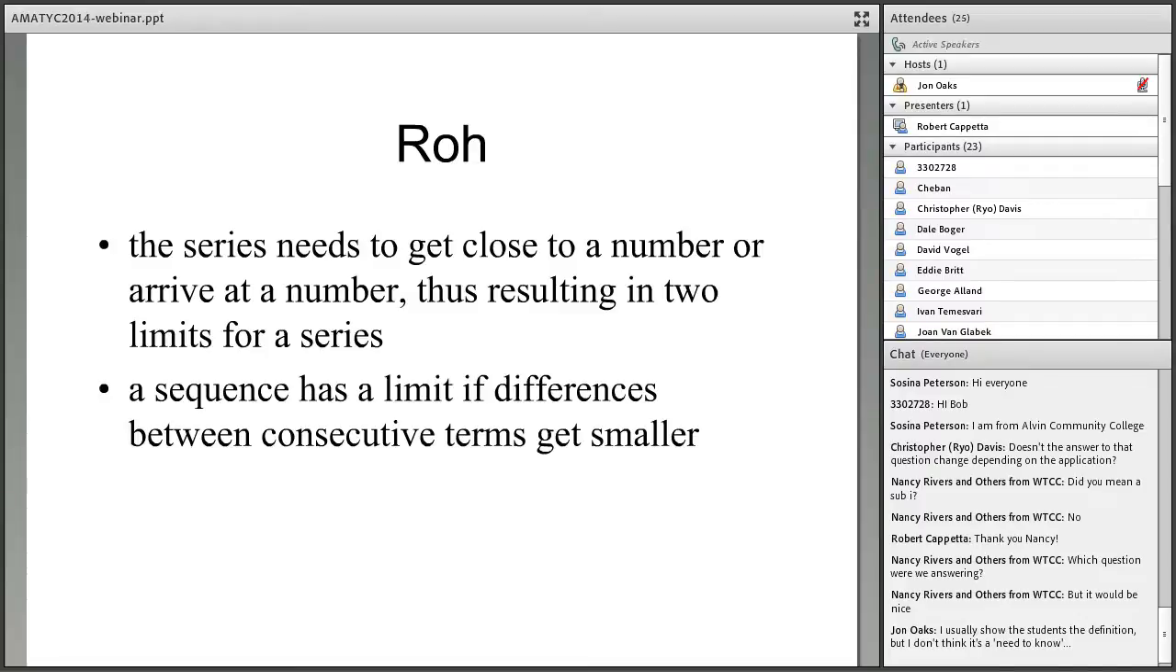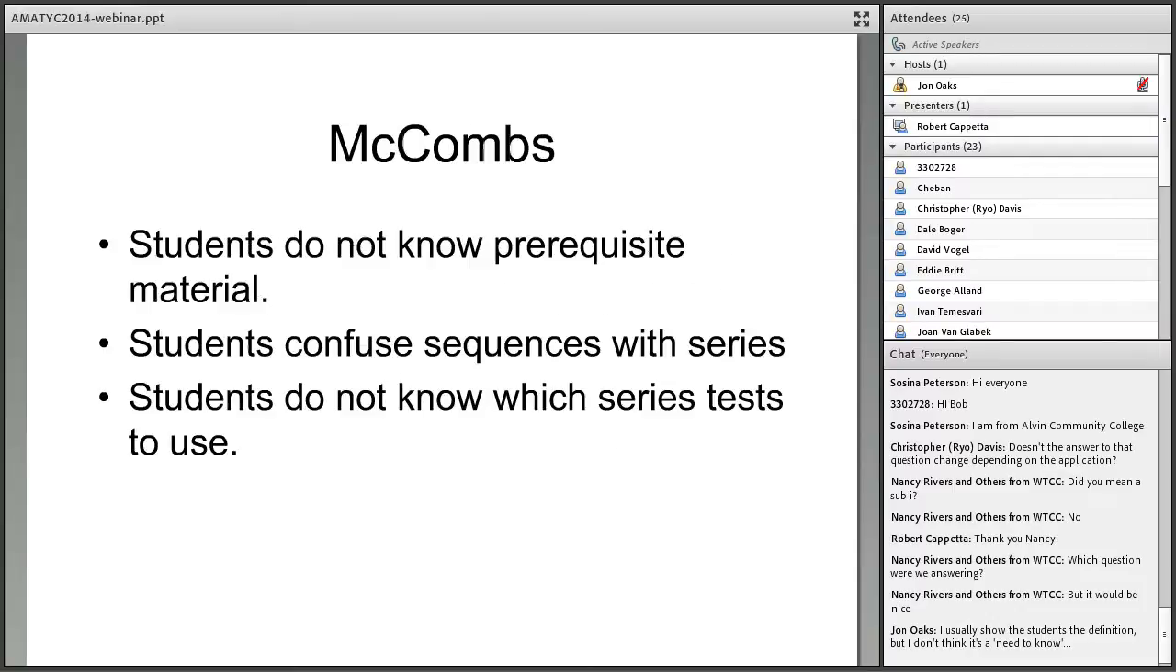What students perceive is going to happen when we have a series converging. Paul McCombs, my friend, who I said helped inspire me to go down this path, in his recent research, he noticed that students do not know the prerequisite material. And if I had a yes or no question on this one, I think I'd get unanimity that students are not as strong with the prerequisites as we would like them to be. And frankly, maybe it is in our own best interest to review some of those in class, although we know that time is limited.